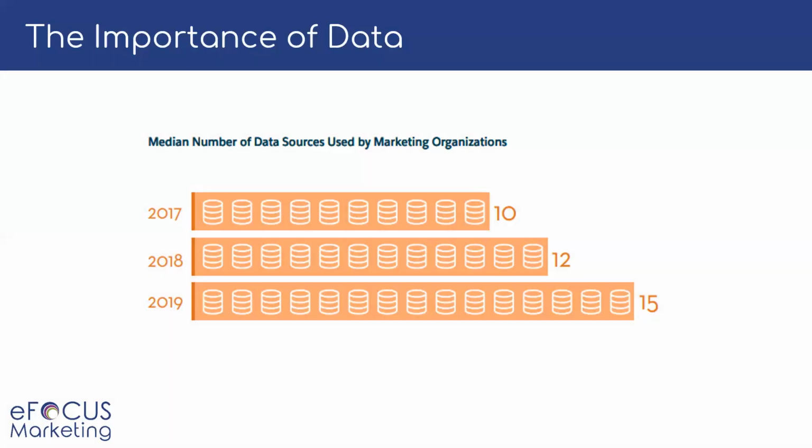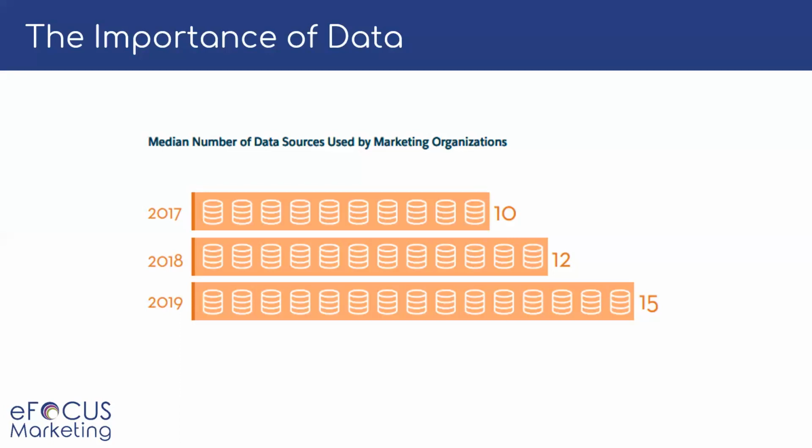According to Salesforce's fifth state of marketing research, the median number of data sources used by marketing organizations is projected to jump from 10 in 2017 to 15 in 2019, so last year. Now, what this indicates is a 50% increase in the median number of data sources in just 2 years. That's a massive amount of data to get to grips with.